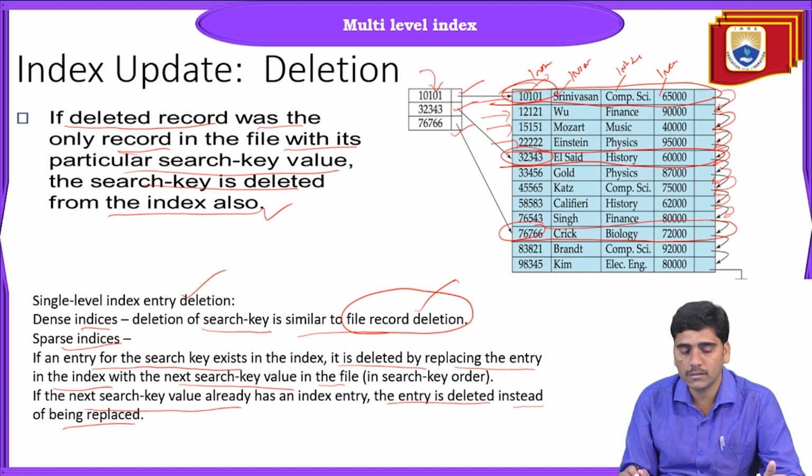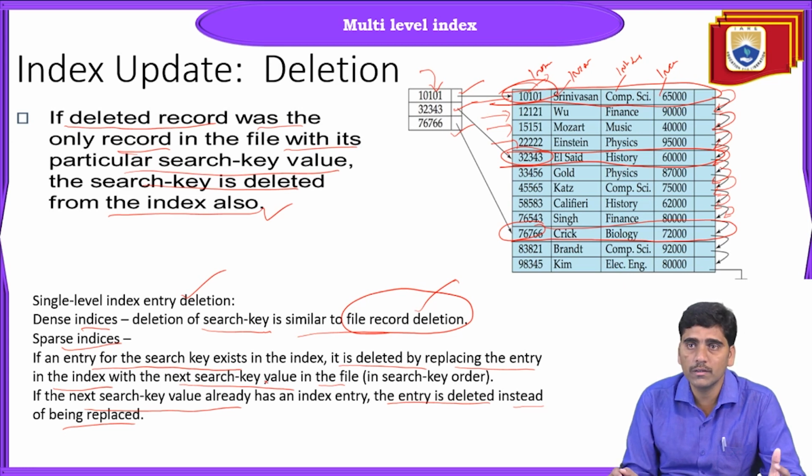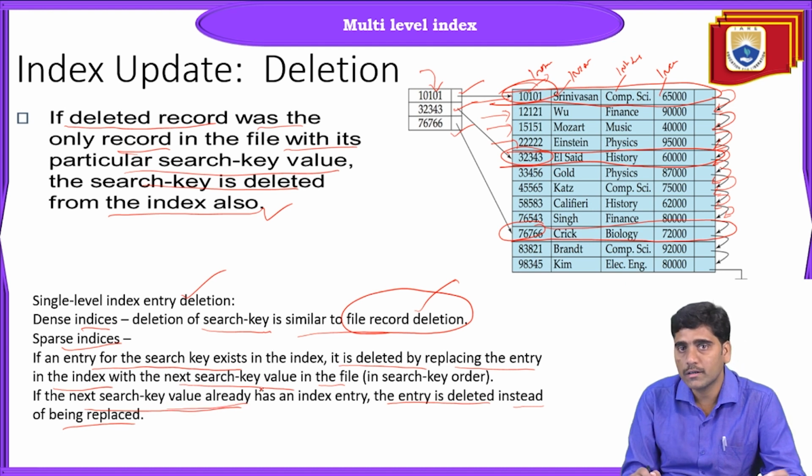And in dense index, deletion of a search key is similar to file record deletion. But in sparse indices deletion, the entry is deleted by replacing it in the index with the next search key value. So if the next search key value already has an index entry, then the entry is deleted instead of being replaced. Before replacing that index value, the previous value which already pointed to the current level is going to be deleted.